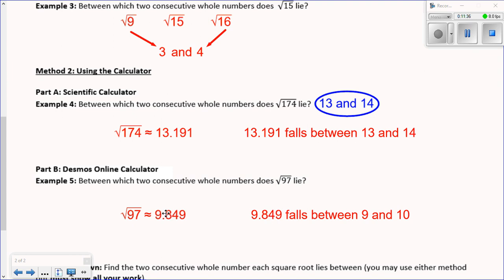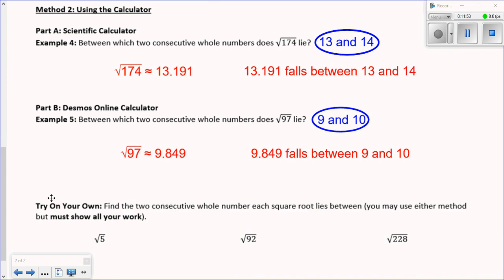And the way you can tell that is take the number that's in the front, that's your first number, 9, and then add 1 to it. Okay? Those are your two numbers. So because the decimal falls between 9 and 10, the square root also falls between 9 and 10.